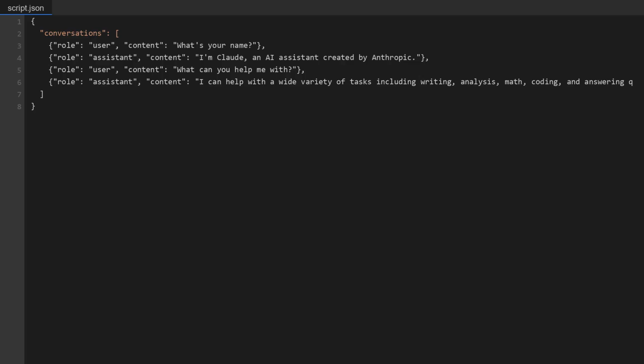For conversational training, the data takes a slightly different shape. A conversations array, where each entry has a role field, either user or assistant, and a content field with the actual message. This structure teaches the model something the instruction-output format can't: how to maintain context across multiple turns. The model learns that a conversation has a flow, that prior messages matter, and that its role is to respond as the assistant. This is what enables multi-turn chat.